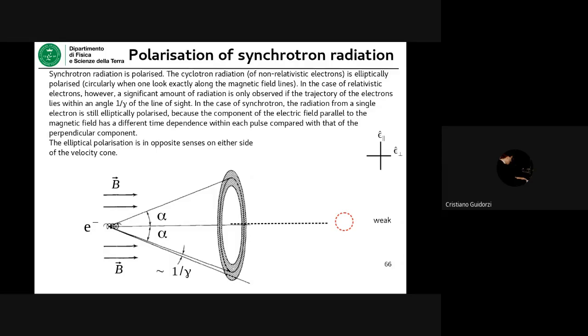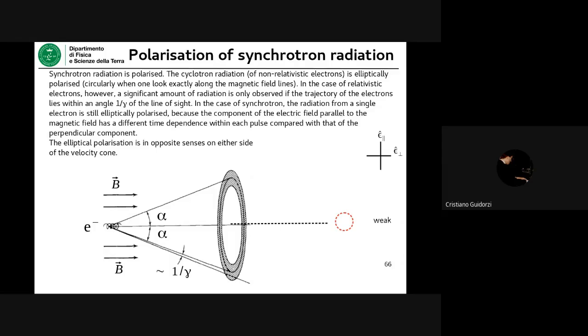So let's assume the easiest case from the geometric point of view. Let's suppose the line of sight is parallel to the magnetic field lines. In this case, what you see, due to a given electron with this pitch angle, is a circular polarization, also for symmetry reasons.